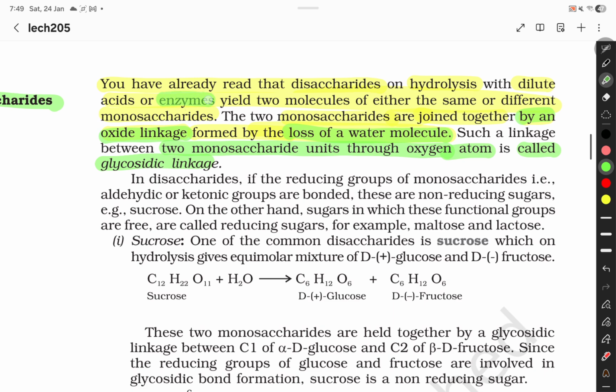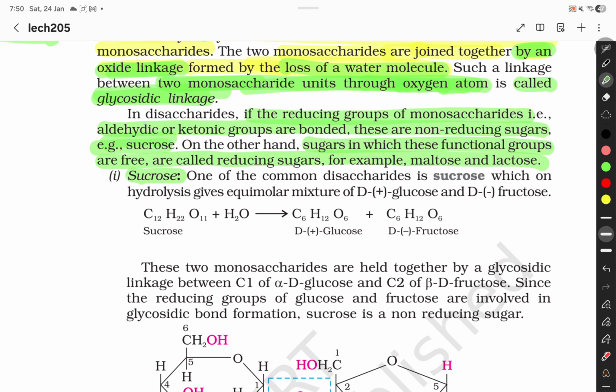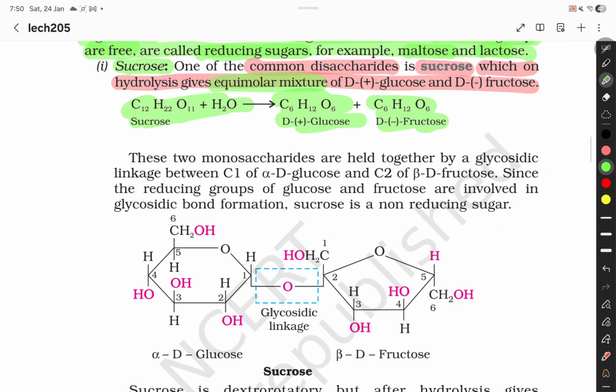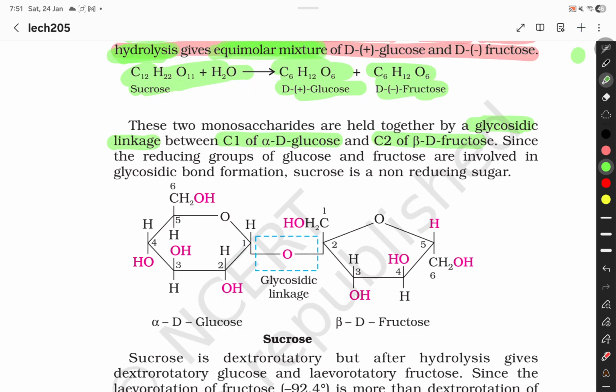So first we have disaccharides. From here, I'll be going a little faster. They're formed by an oxide linkage between two monosaccharide units through an oxygen atom. It's called glycosidic linkage. In sucrose, the aldehydic or ketonic groups of the monosaccharides are bonded. Therefore, they are called non-reducing sugars. But in maltose and lactose, the functional groups are free. Therefore, they are called reducing sugars. Sucrose gives an equimolar mixture upon hydrolysis, obviously. C1-C2 glycosidic linkage in sucrose.